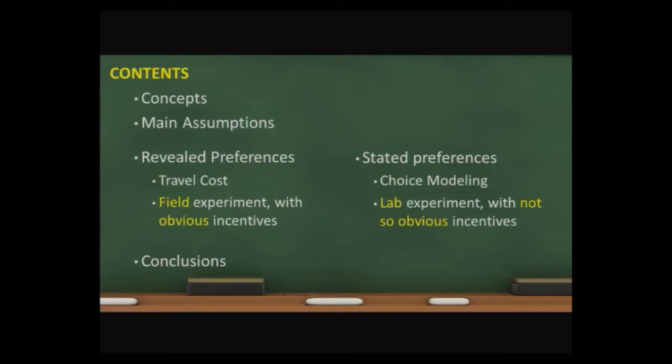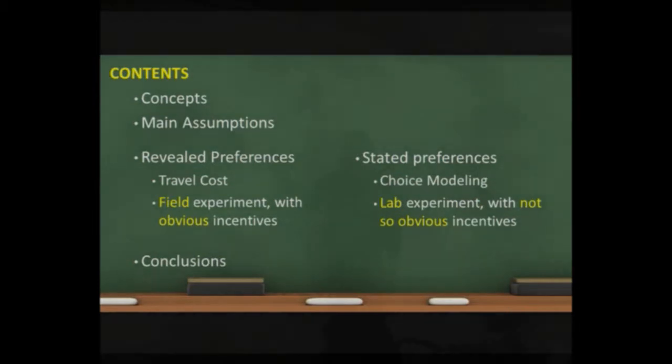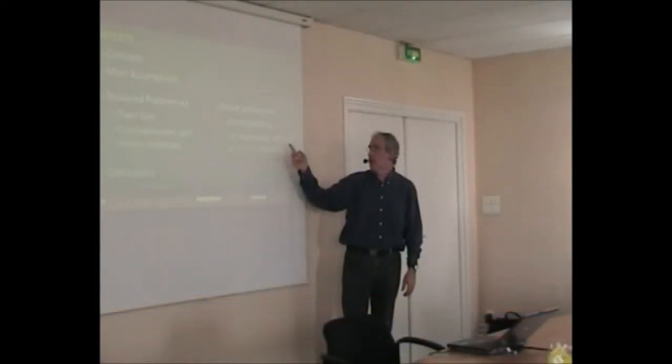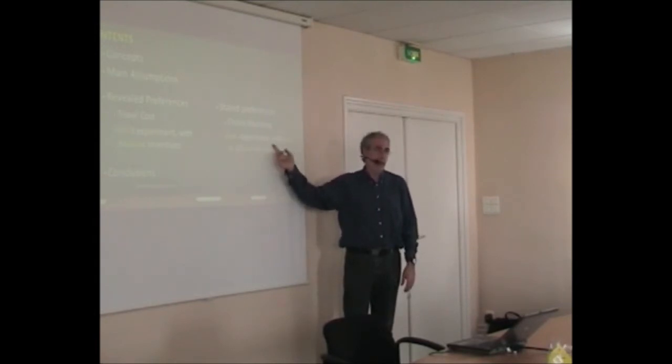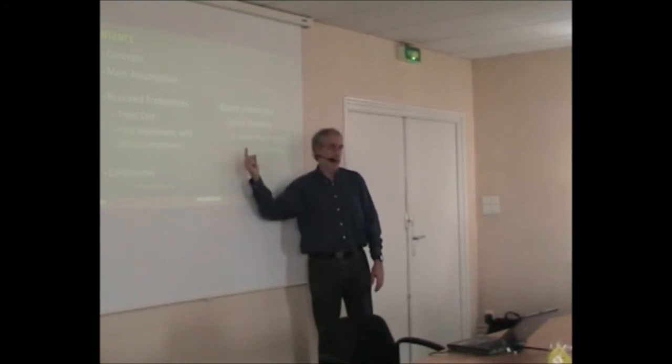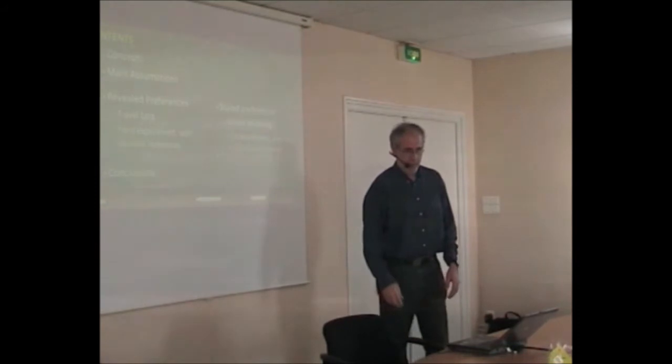In revealed preference, I'll try to show a field experiment that we set up in order to make it very obvious that it could be manipulated in favor of the respondents, and I'll see what happens when it's obvious. Then a lab experiment with choice modeling, where it's not that obvious that it could be manipulated, and I'll see what happens here, and then compare both results in the conclusions. So that's the plan for the talk.